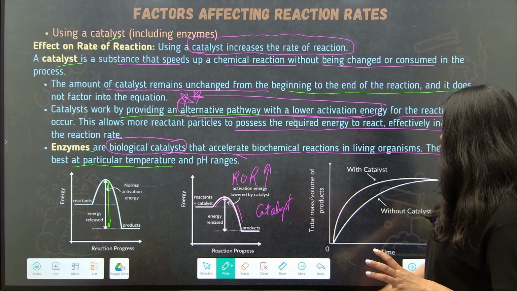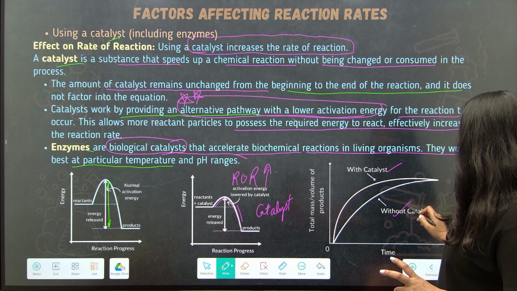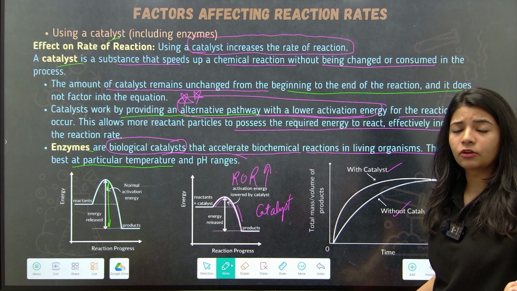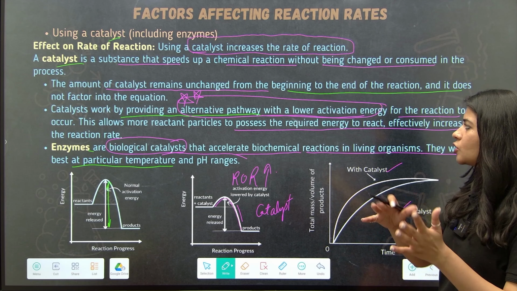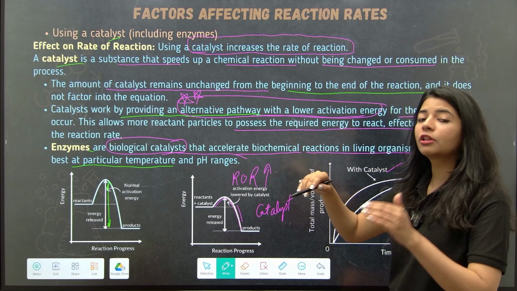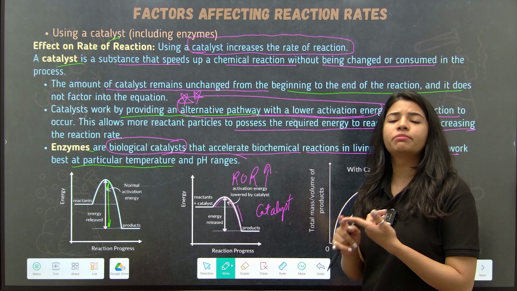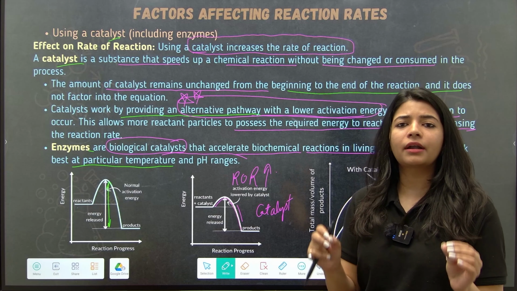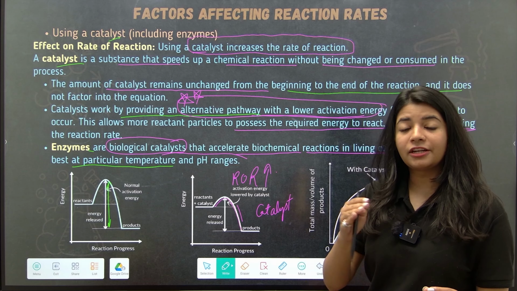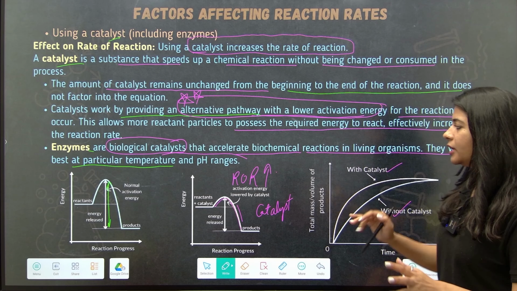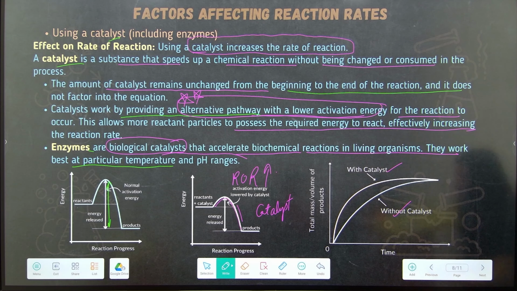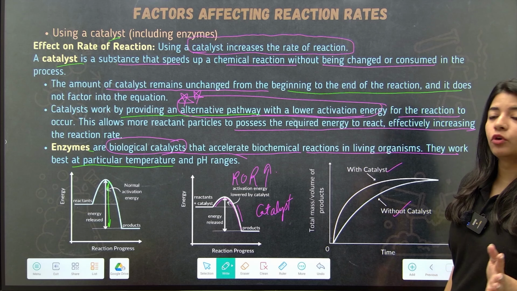The graph you should know, with catalyst and without catalyst. So with catalyst, the rate of reaction increases because it provides an alternative pathway with lower activation energy, but it itself does not get consumed because it does not take part in the chemical reaction. Okay, it just provides a pathway, right? So please note down. Okay, I hope you have noted this.